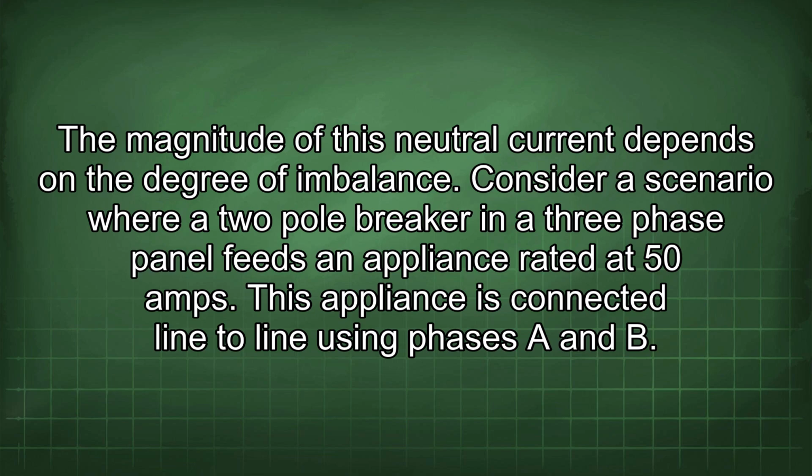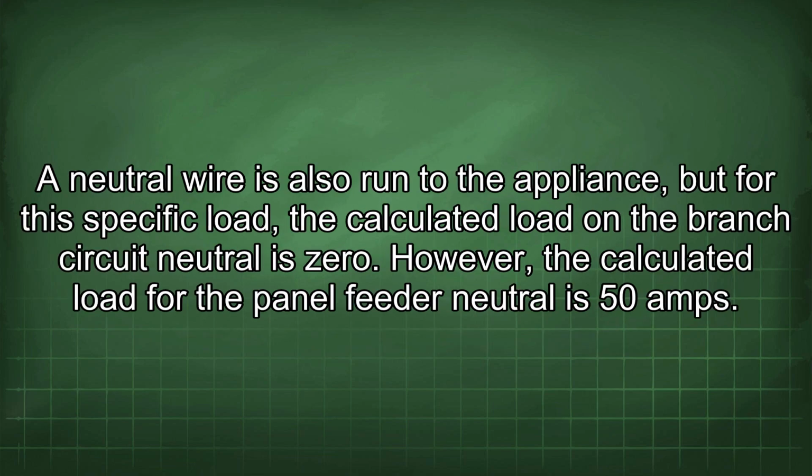Consider a scenario where a two-pole breaker in a three-phase panel feeds an appliance rated at 50 amps. This appliance is connected line to line using phases A and B. A neutral wire is also run to the appliance, but for this specific load, the calculated load on the branch circuit neutral is 0. However, the calculated load for the panel feeder neutral is 50 amps.